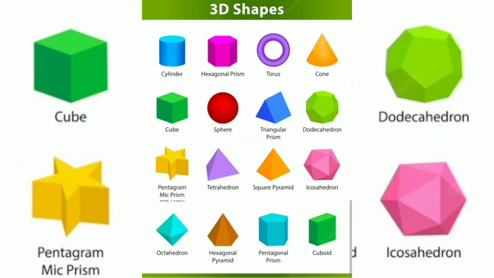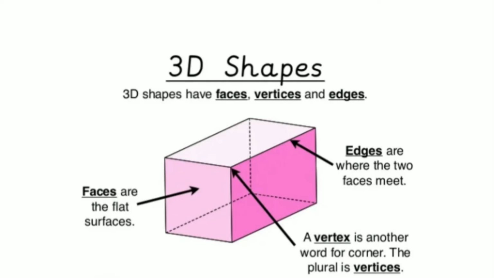The shapes that are not flat then become 3D shapes, and the most common examples of 3D shapes are cube, cylinder, torus, cone, cuboid, sphere. 3D shapes have more than two corners. 3D shapes have faces, vertices and edges.